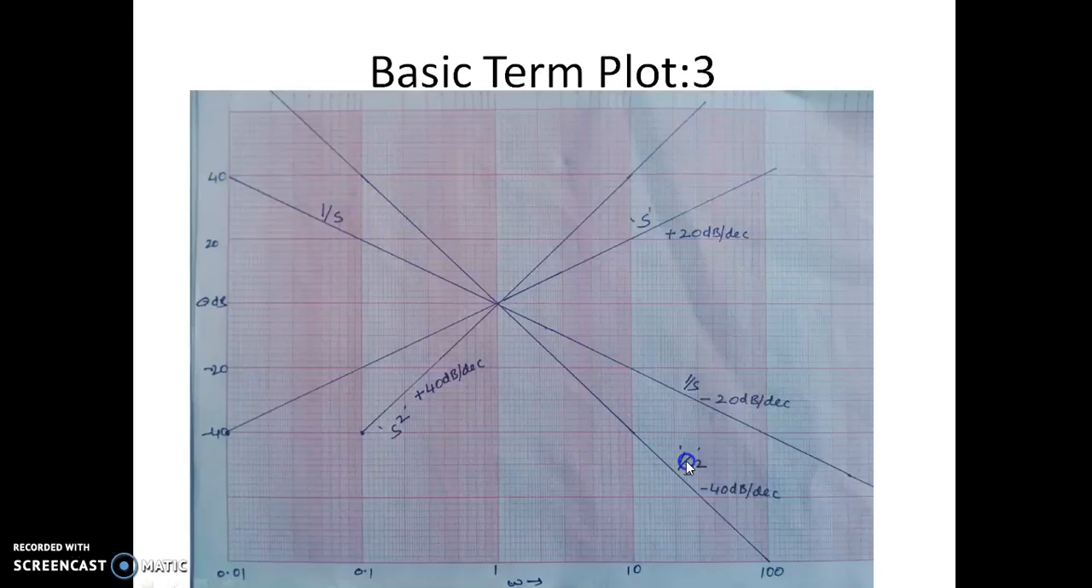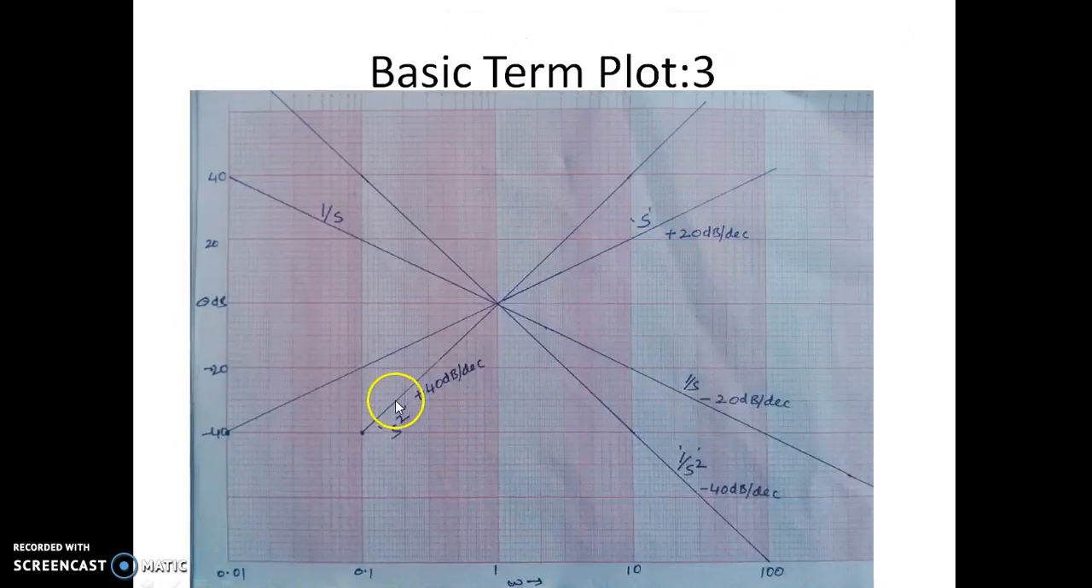So let us see the representation of various other terms, like we have the 1 over s term and we have the 1 over s square term. We have a term s, and we have a term s square. Surprisingly, note one change. The origin frequency is now 0.01. It need not be always 0.1. This can be any frequency. This is 0.01, this is 0.1, this is 1.